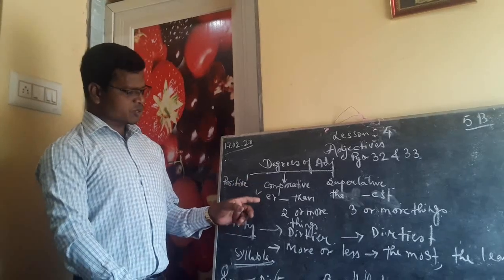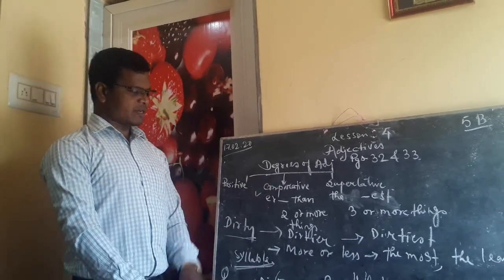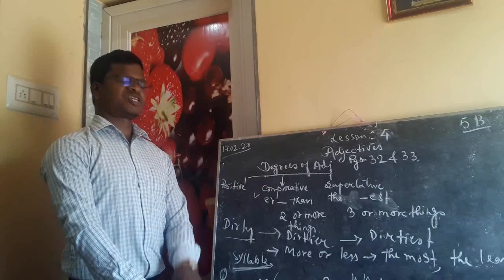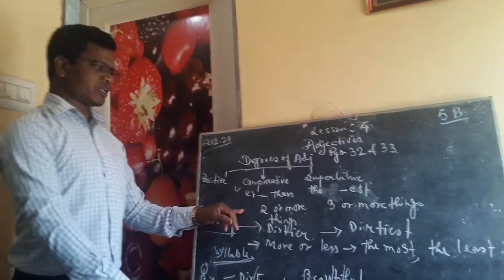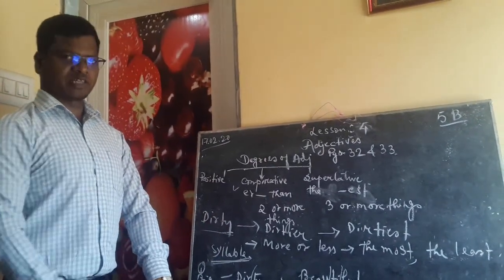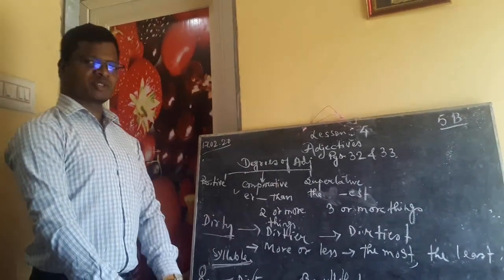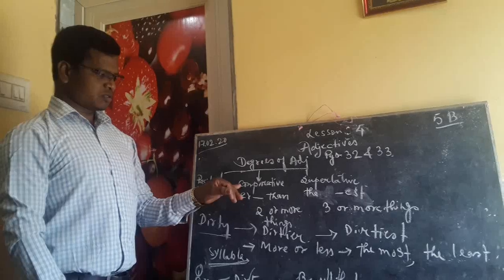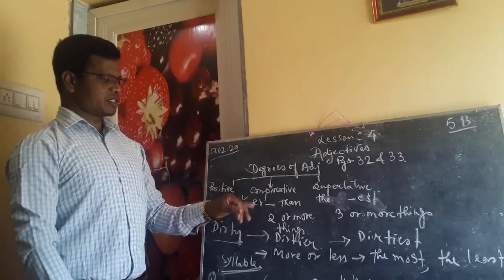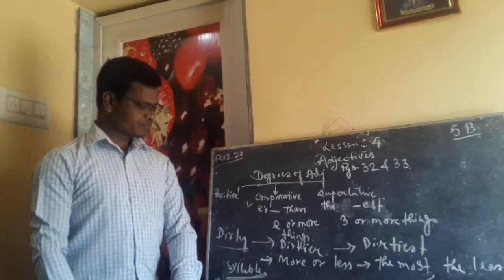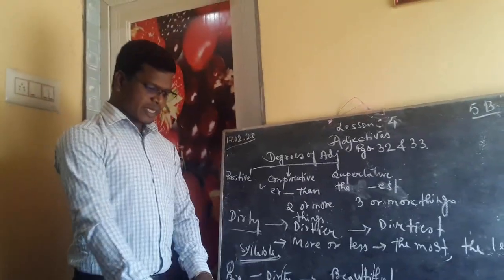So what are all these things? How do we understand? We can see here ER or THAN is added in the comparative degree, whereas in the superlative, THE and EST is added. So this is also one of the ways to understand whether the degrees are in comparative or in superlative. Let us take up the book now.